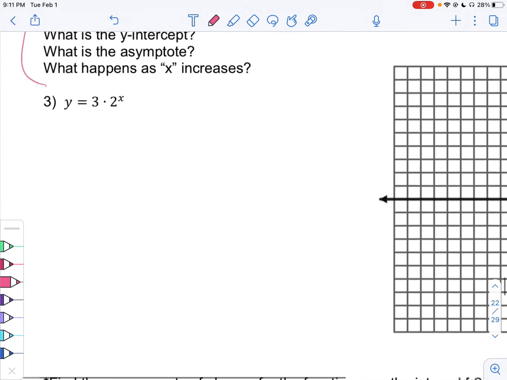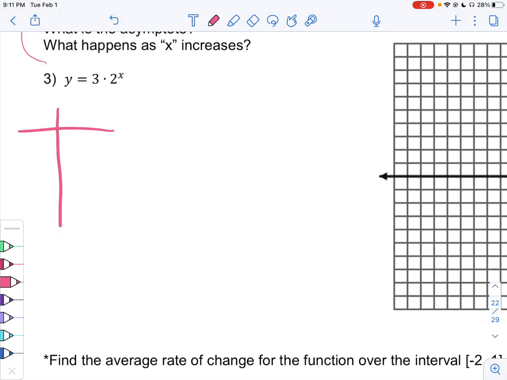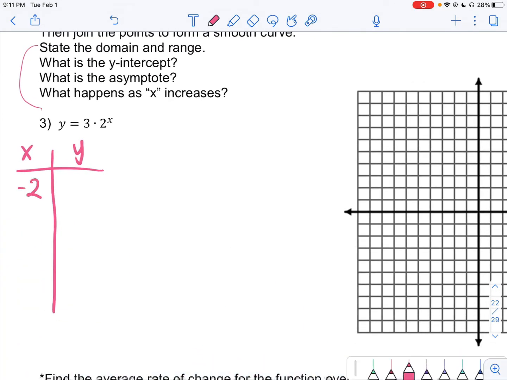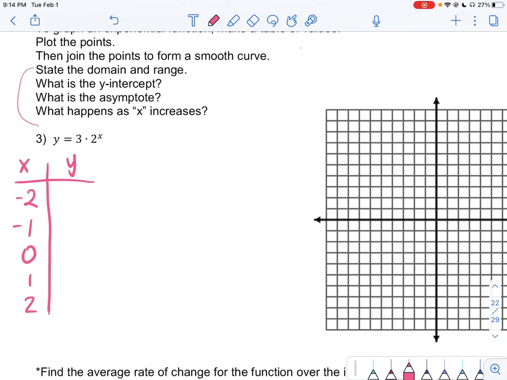But first thing is, let's make a table of values. So we're going to make an x column and a y column. And when I make a table of exponential functions, I always use the same x values. I start at -2, and then I go to -1, 0, 1, and 2. Sorry, my video messed up, but our x values are -2, -1, 0, 1, and 2. And these are the x values I'm going to use every time I graph an exponential function.